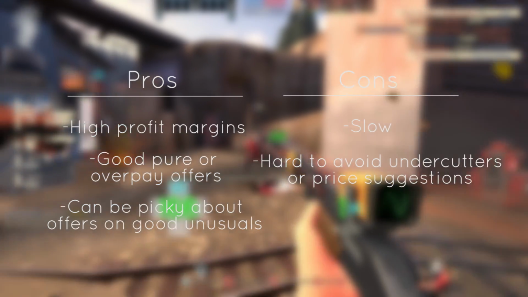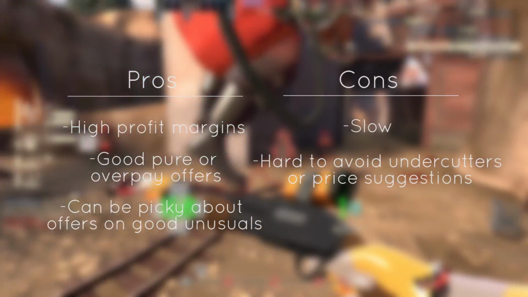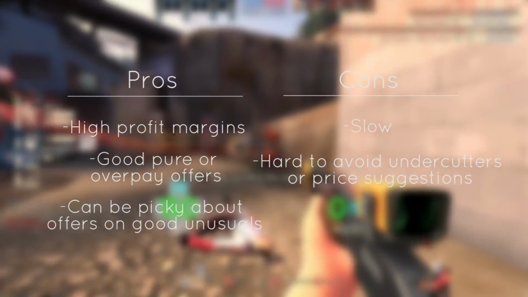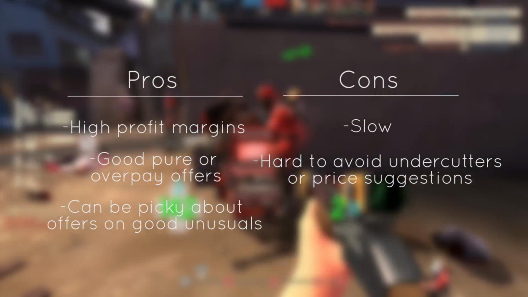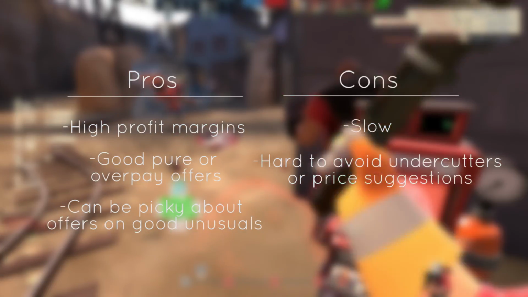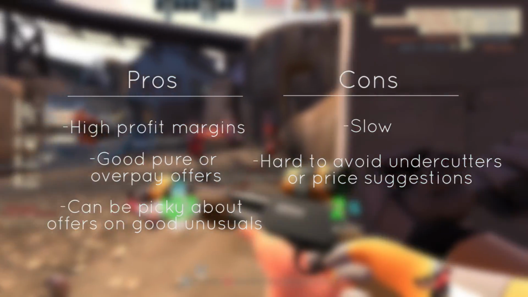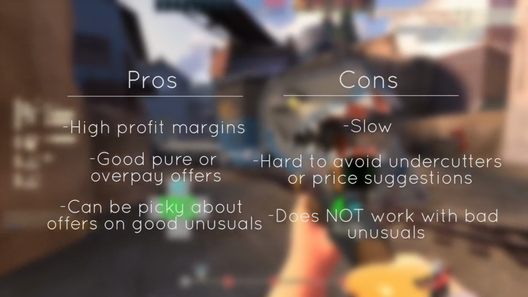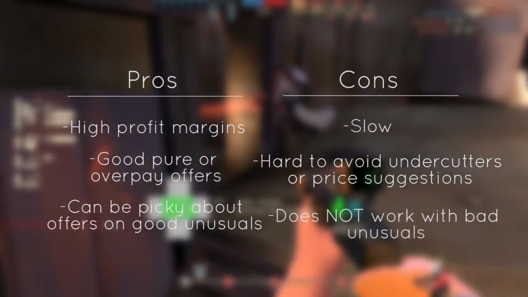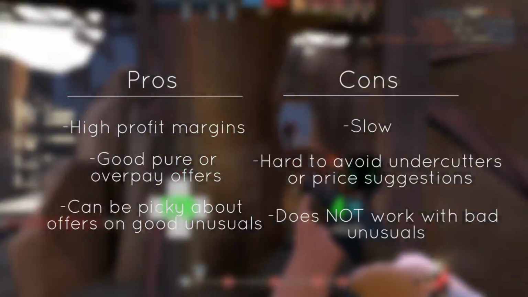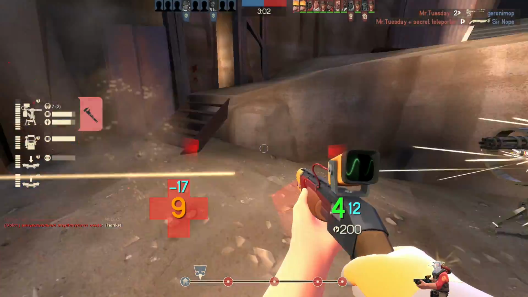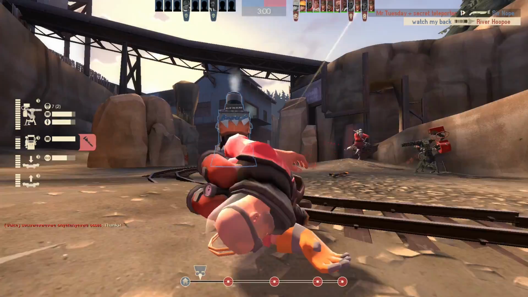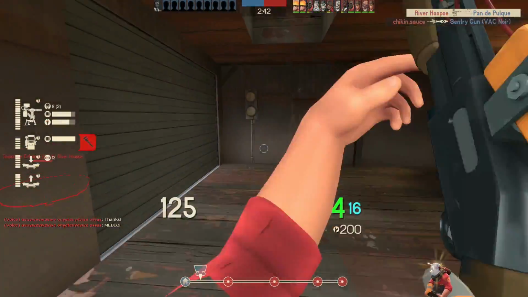Most importantly though, if you've tried unusual trading for even just a little bit of time, you've probably listed an item on backpack.tf only to get absolutely 0 offers. This is because, and this is very, very important, this strategy simply does not work with bad, risky, or even quite mid-range unusuals due to the greater amount of sellers compared to potential buyers. While you should always list your unusuals on the classifieds no matter what, you shouldn't be put off when you don't get any offers.